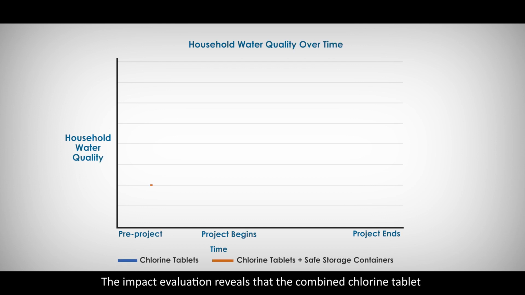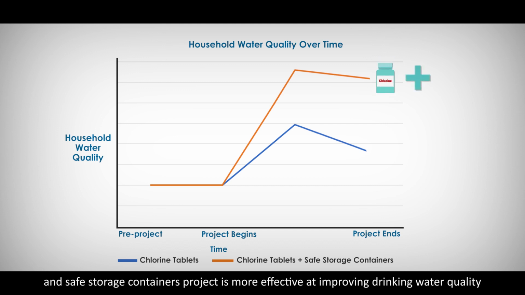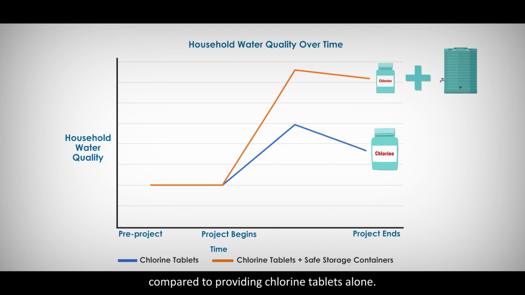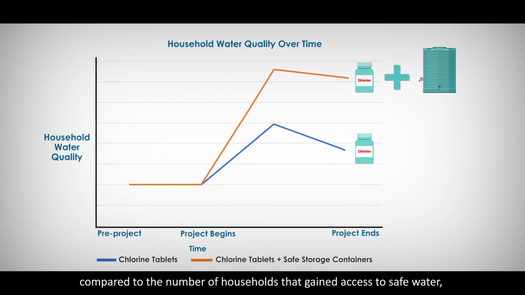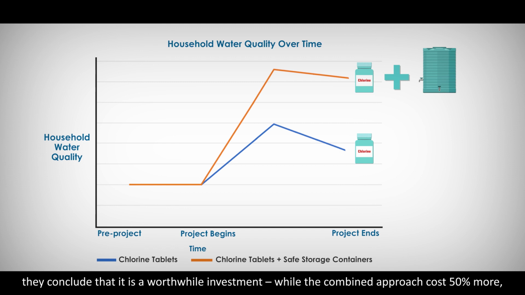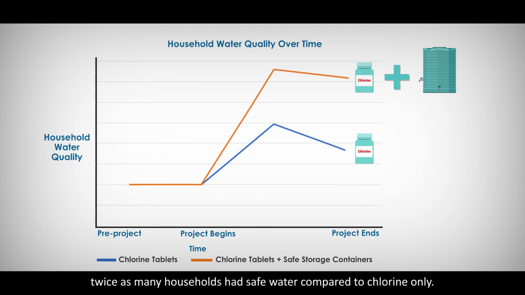The impact evaluation reveals that the combined chlorine tablet and safe storage containers project is more effective at improving drinking water quality compared to providing chlorine tablets alone. When the evaluation team analyzes the additional cost of providing safe storage containers compared to the number of households that gained access to safe water, they conclude that it is a worthwhile investment. While the combined approach costs 50% more, twice as many households had safe water compared to chlorine only.